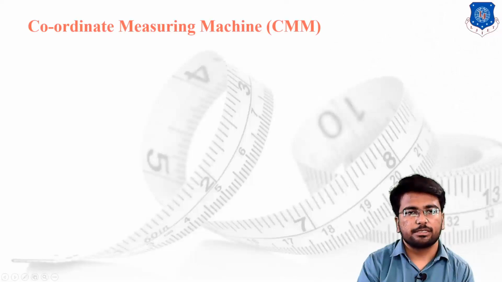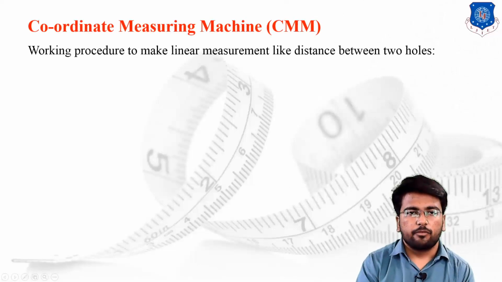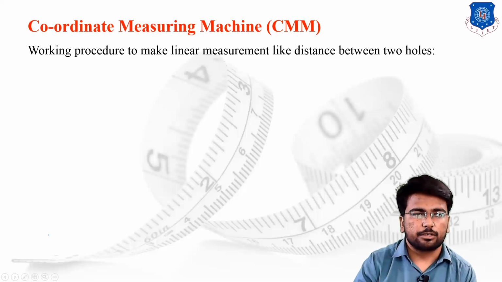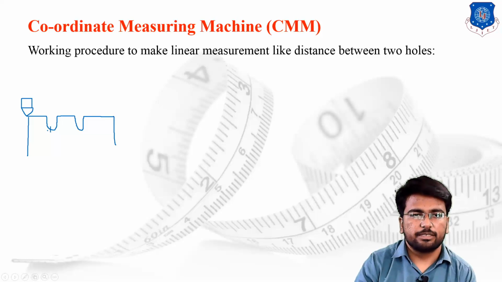Now we are going to discuss the basic working procedure of the CMM, the procedure to make a linear measurement, like the distance between two holes. If we are supposed to measure the distance between two holes, how will the CMM work? First of all, let us understand the pictorial representation. Suppose we are using a single sheet, and the probe is provided over here. This is the condition of the probe. I have to measure the linear distance between these two points. Then what am I supposed to do?